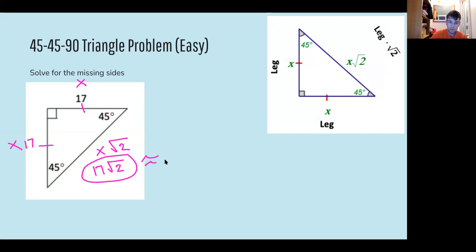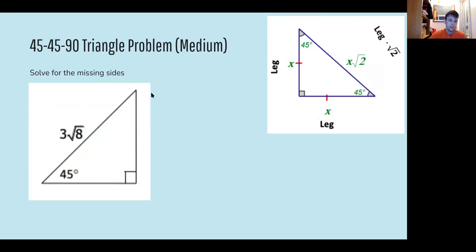We could multiply this out and get a decimal approximation if we want to, but most of the time we want to leave this in exact format. If we did multiply it out, it's around 24.04, however we want to round it. But for our purposes, leaving it in exact format is preferable. So that was kind of an easy one. We're going to keep working up until they get harder and harder.